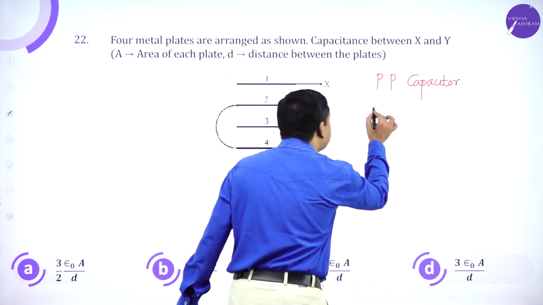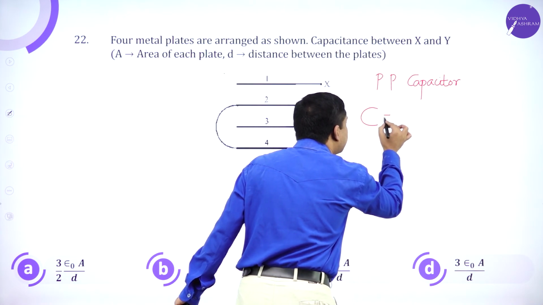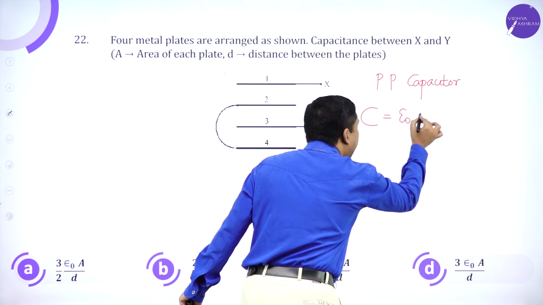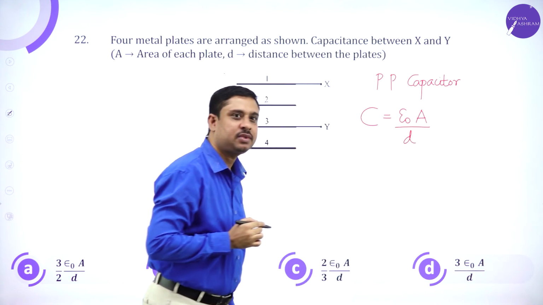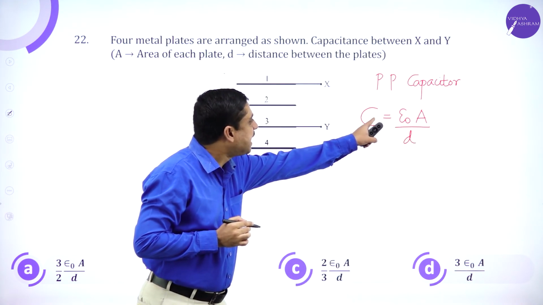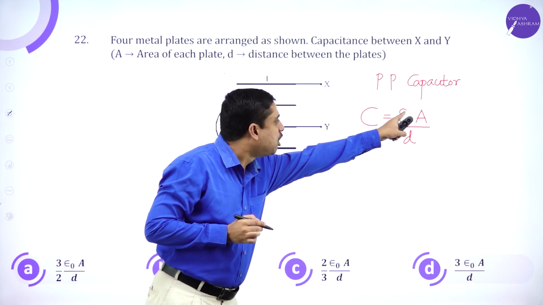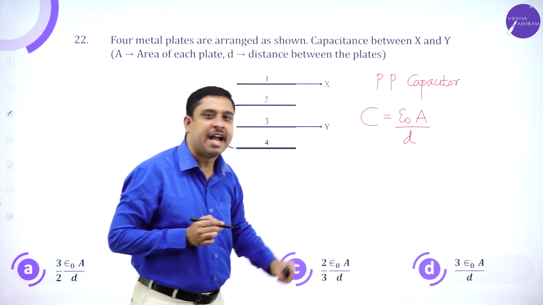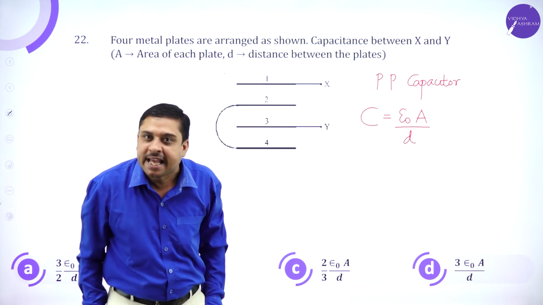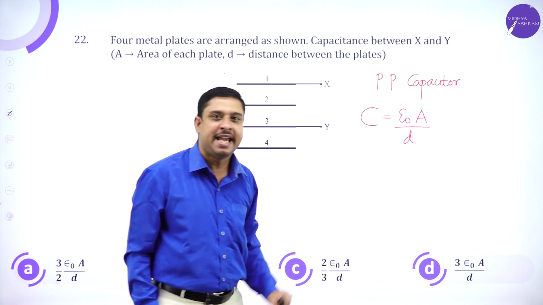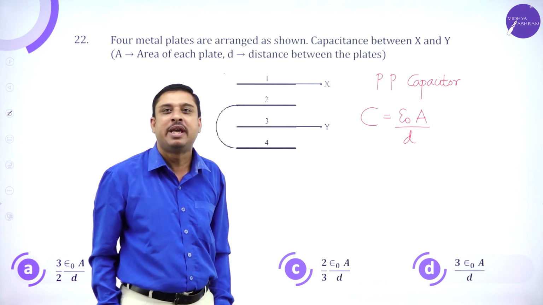What is the expression for the capacitance of a parallel plate capacitor? That is C equals epsilon naught A divided by d. ಏನಂತ ಕರೆದ್ವಿ? A is the area of each plate, d is the distance between the plates.